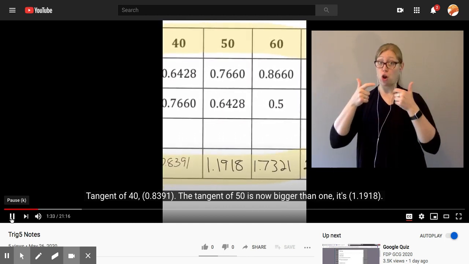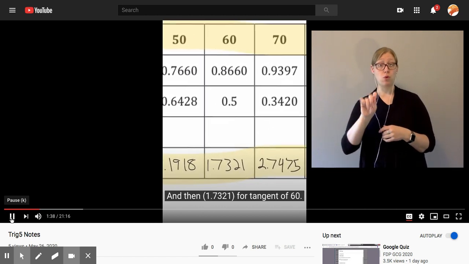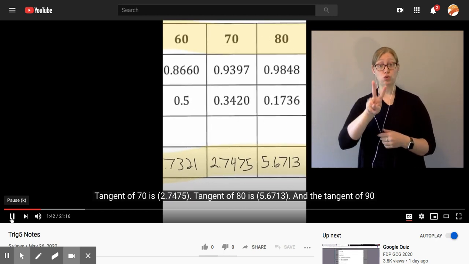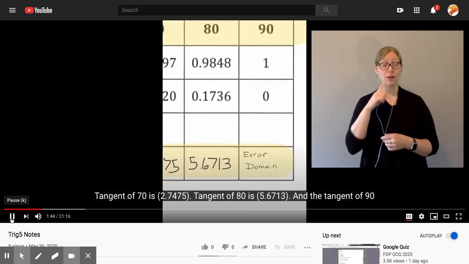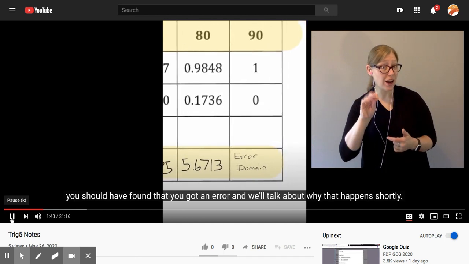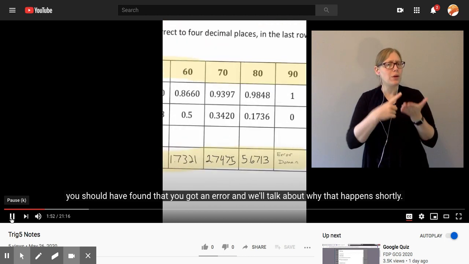It's 1.1918, and then 1.7321 for tangent of 60. Tangent of 70 is 2.7475. Tangent of 80 is 5.6713. And the tangent of 90, you should have found that you got an error. And we'll talk about why that happens shortly.